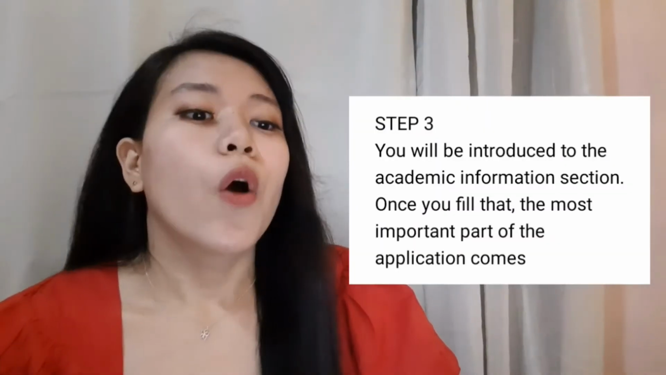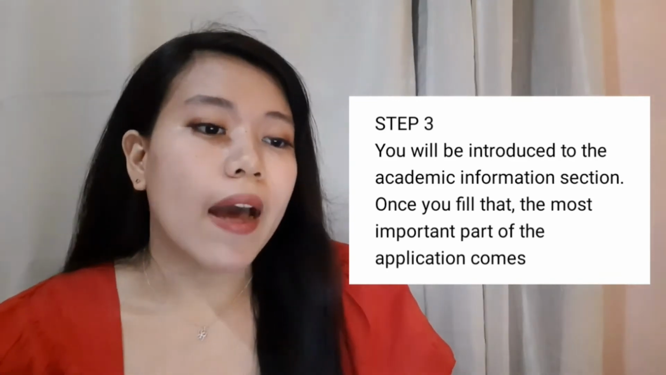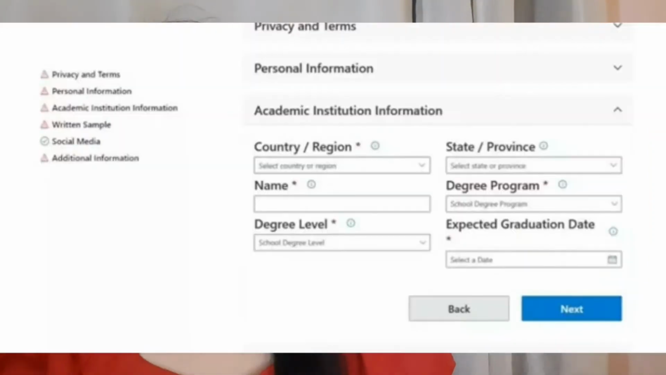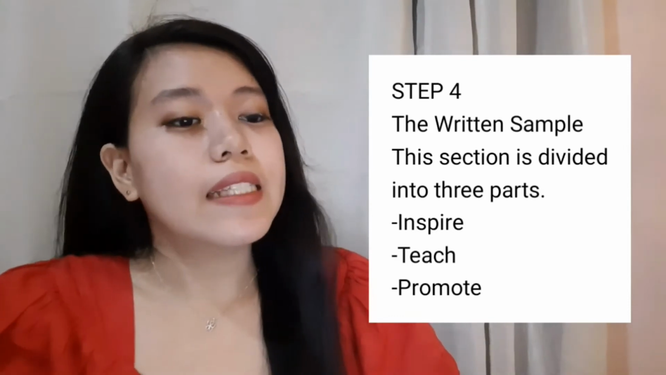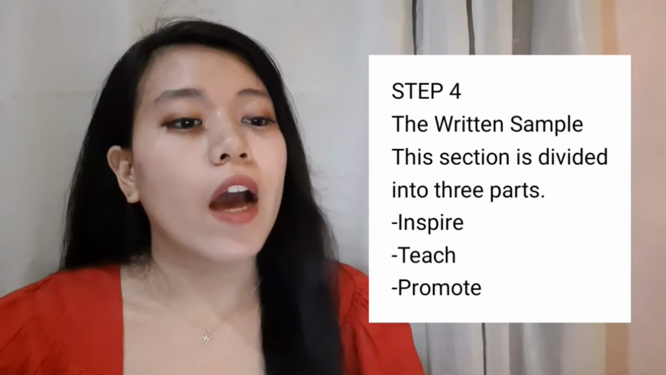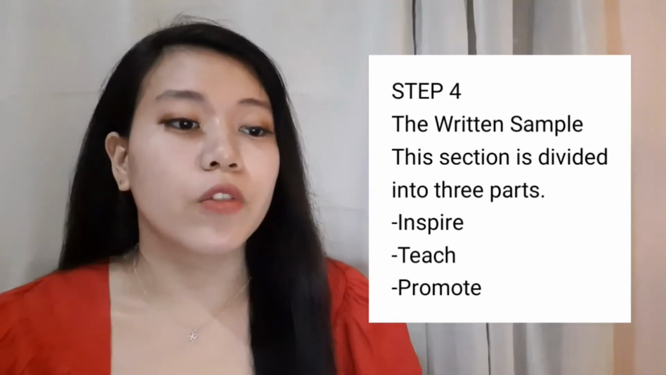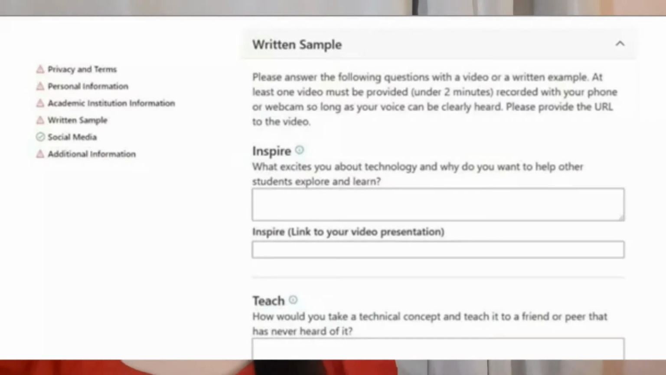Step 3, once you have filled the personal information, you will be introduced to the academic information section. Once you fill that, the most important part of this application comes, which is the written sample. Step 4. The written sample is the most important part of this application, where you have to answer the given questions. This section is divided into three parts, as shown in the picture: inspire, teach, and promote.